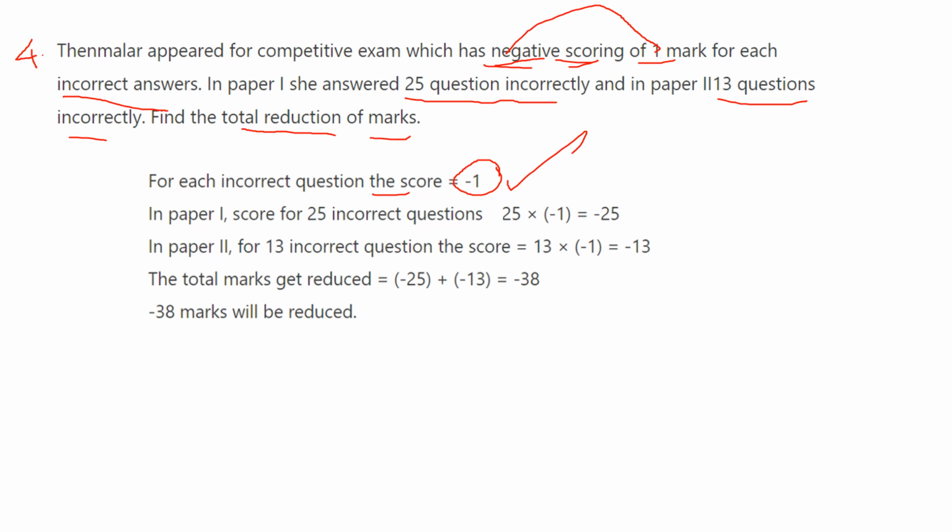So in paper 1, the score of 25 incorrect questions: incorrect means minus 1 multiplied. So 25 into minus 1, minus 25. In paper 2, 13 incorrect means 13 into minus 1, minus 13. Our question is the total reduction of marks. So minus 25 plus minus 13. First add the numbers, 25 plus 13, 38. Here minus plus minus means we put the minus symbol. So minus 38. So the reduction of marks, minus 38 marks will be reduced.